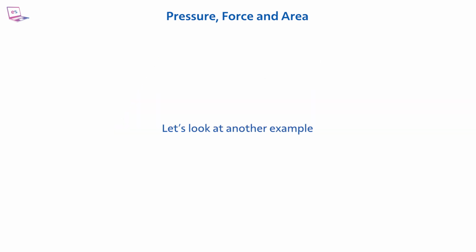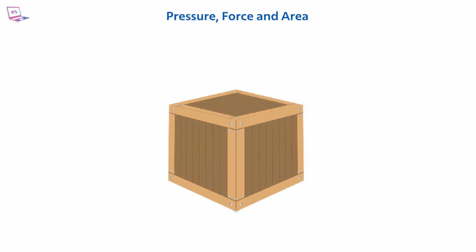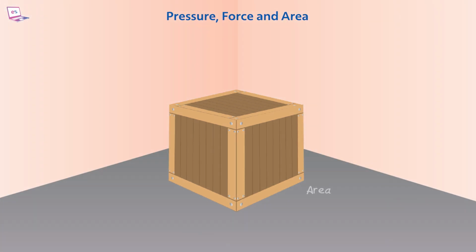Let's look at another example. A crate is placed on the ground. The area of the crate in contact with the ground is 3.2 square meters. The pressure exerted on the ground is 25 newtons per square meter. Work out the force exerted by the crate on the ground. Here, the area and pressure are given, and you need to find the force.